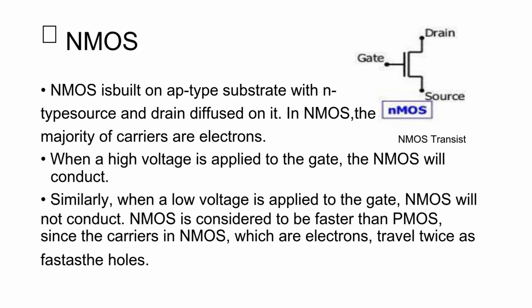As shown in the slide, this is the structure of NMOS. NMOS is built on a P-type substrate with an N-type source and drain. When high voltage is applied to the gate, NMOS will conduct. Similarly, when a low voltage is applied to the gate, NMOS will not conduct. NMOS is considered faster than the PMOS because the mobility of electrons is high. Therefore, the NMOS is faster than the PMOS.